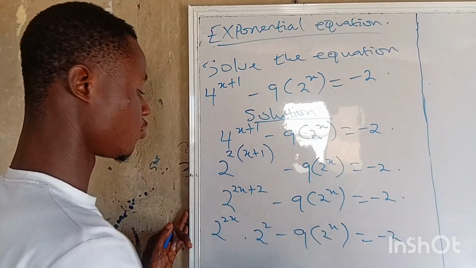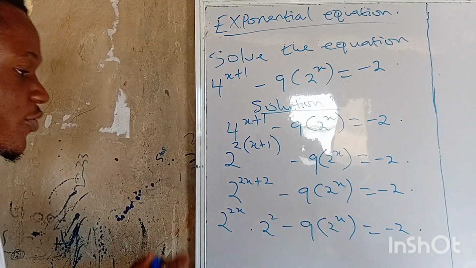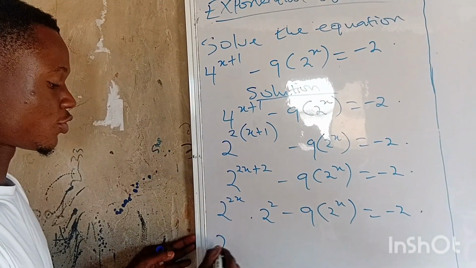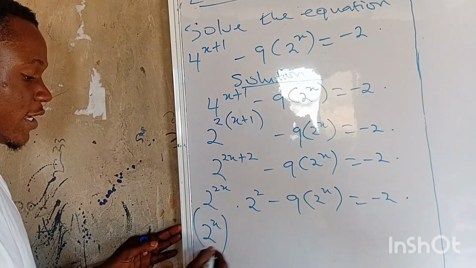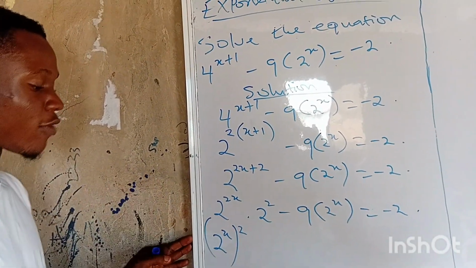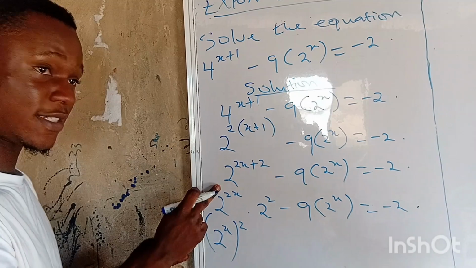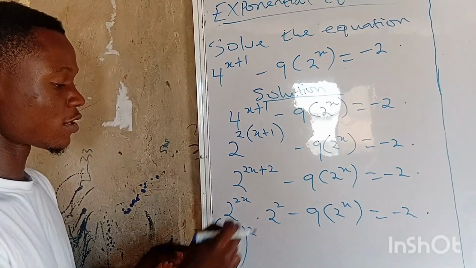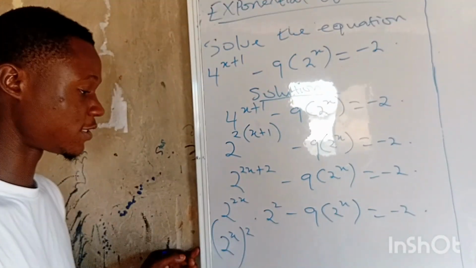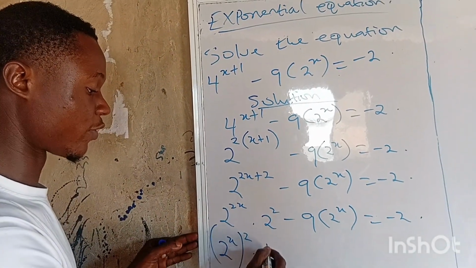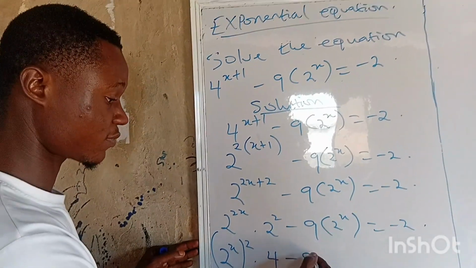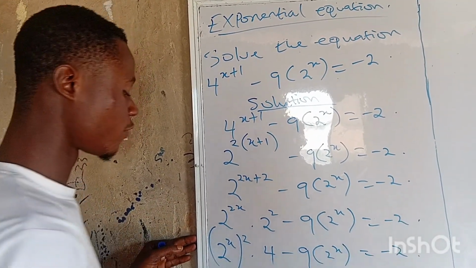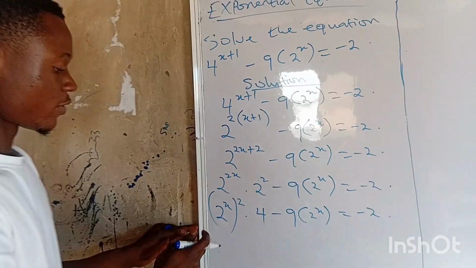So first thing to do is let's rearrange it. How can we arrange it? By applying this method, which is (2^x)^2. Now this is the same thing as this. Why? Because x times 2 will give us 2x. That's why we are just rearranging it. Then · 2^2 will give us 4 − 9(2^x) = −2.